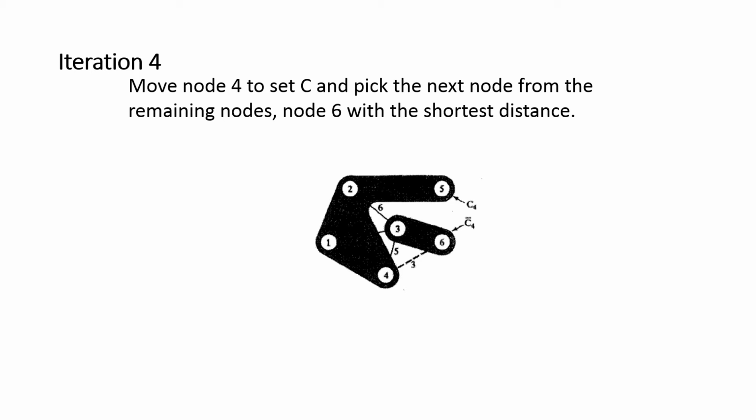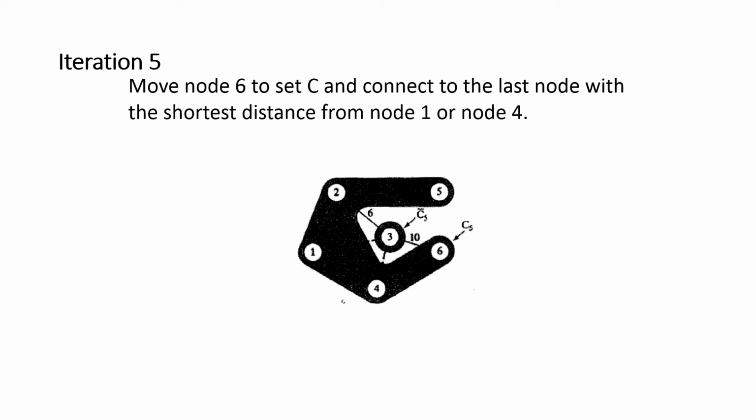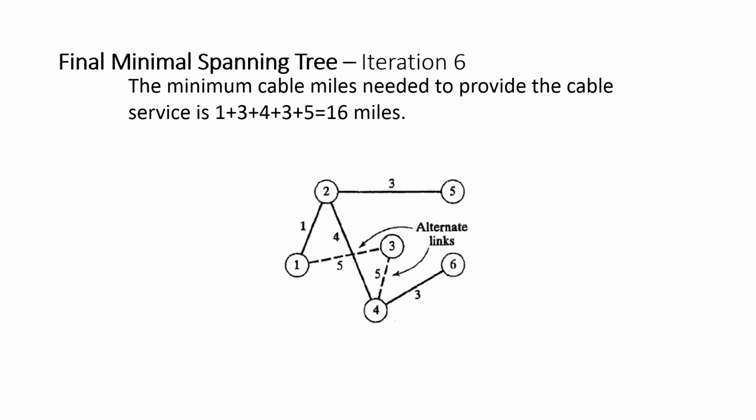So the next node here to connect from the two islands of C4 and C bar 4 would be this shortest connection 3 between 4 and 6, and thus C5 will be 1, 2, 4, 5, 6, and C bar 5 will be node 3. And finally, you're going to see that those connections are from the two islands C5 and C bar 5. The shortest is 6, and this is the connection between node 2 and node 3, which will be added to the set.